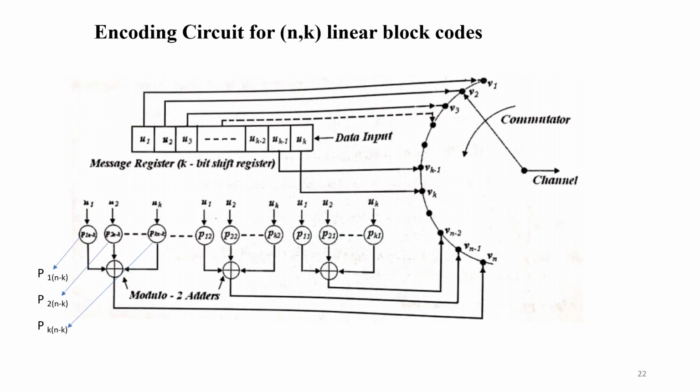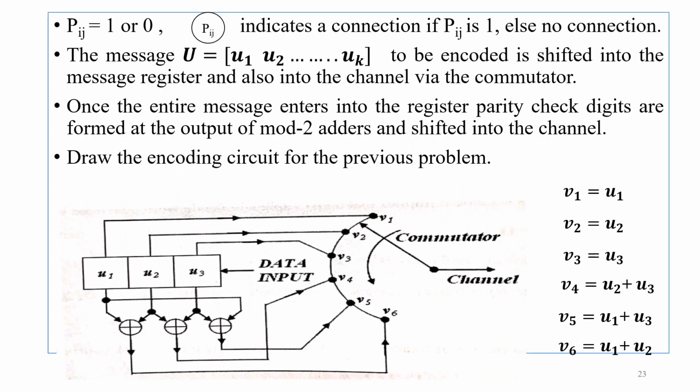The general encoding circuit for an (n,k) linear block code is given. Pij equal to 1 or 0 indicates a connection if Pij is 1, else no connection. The message to be encoded is shifted into the message register and also into the channel via the commutator. Once the entire message enters the register, parity check digits are formed at the output of the modulo 2 adders and shifted into the channel. And the encoding circuit for a particular example is given here.